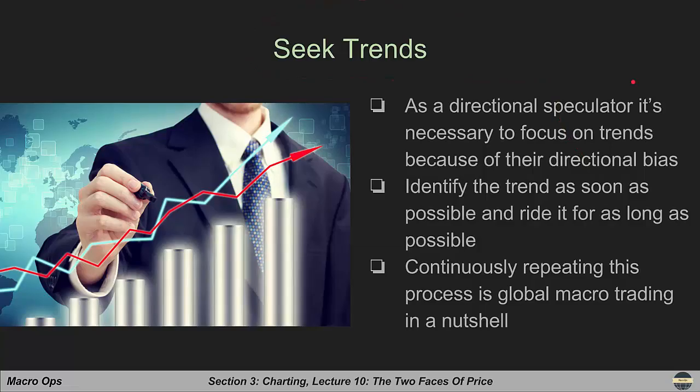Because trends have a clear directional bias, we want to hop on those trends as soon as possible and ride them for as long as possible. And continuously repeating this process over and over again, searching where the next trend's going to be and riding it for as long as we can, is really what global macro trading is in a nutshell. So any type of directional trader is looking for a directional bias in the market, usually in the form of a trend, and trying to ride it for as long as they possibly can.